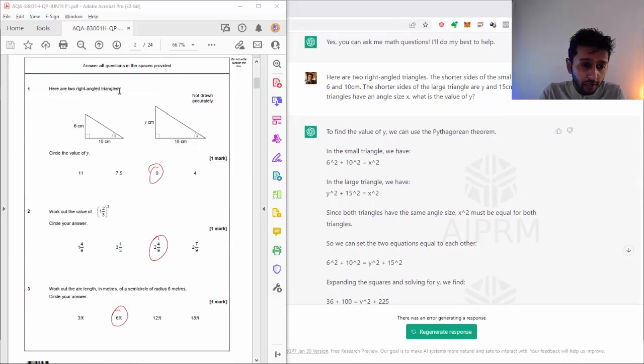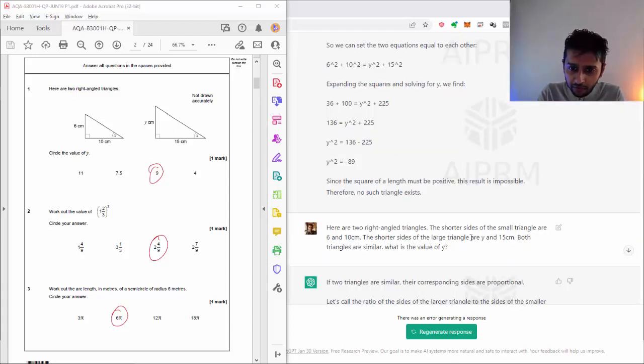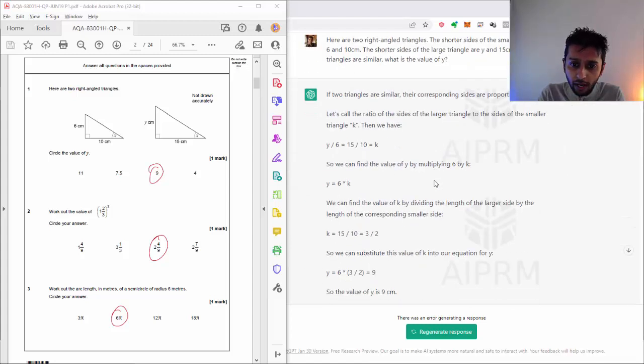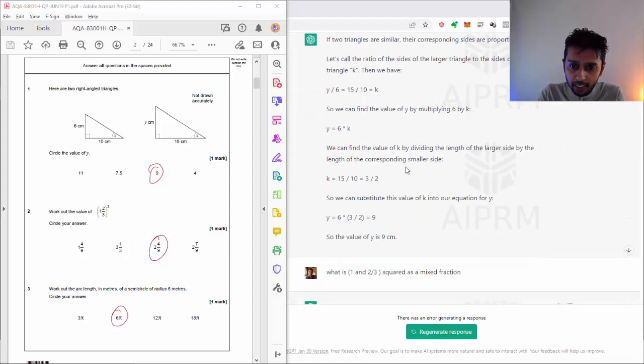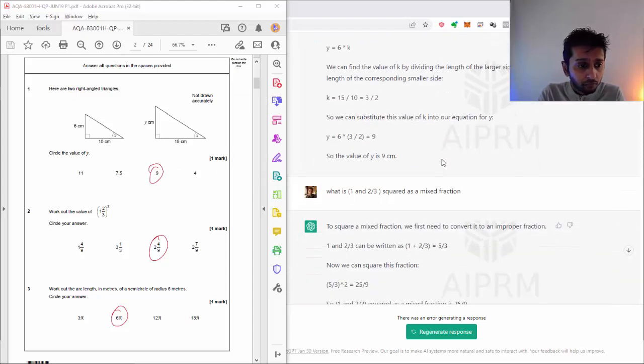is about right angle triangles. Now, ideally, the ones with diagrams are going to be a little bit more tricky, so I tried to describe the diagram. I added in one additional piece of information and I said both triangles are similar. What is the value of y? And then it's come up with a better answer giving me y is equal to 9. So I've circled y is equal to 9. Now I'm just copying the answers into my working out here and then we will mark these later on.